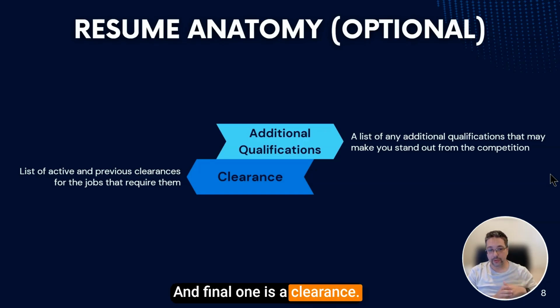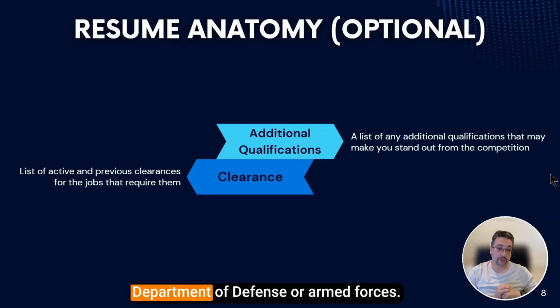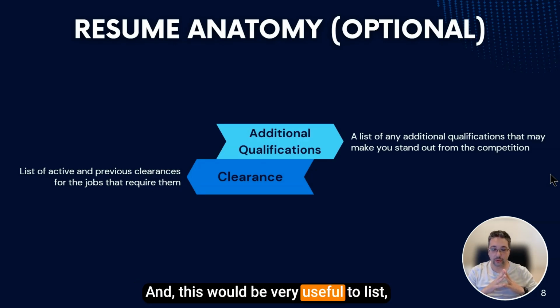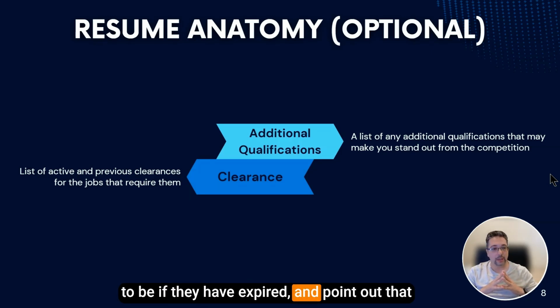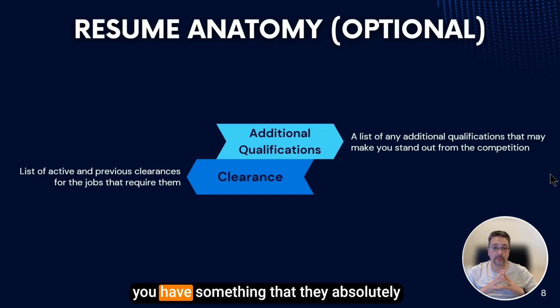And the final one is clearance. Some of us will be getting jobs which will require a clearance, like in the Department of Defense or Armed Forces. And it would be very useful to list all active and previous clearances. We'll talk about how previous they have to be, if they have expired, and point out that you have something that they absolutely need in order to get you that job role.